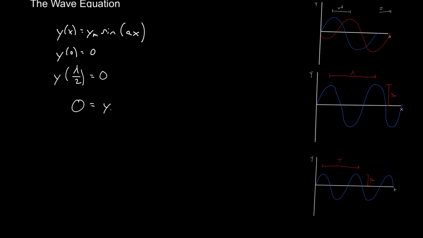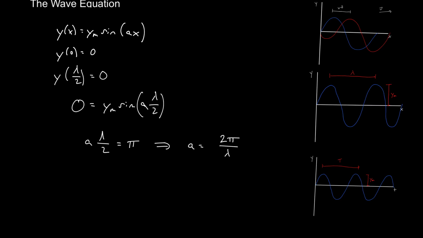0 equals ym sine of a times lambda over 2. And for this equation to be true, then we know that a times lambda over 2 has to equal pi, because that will give us a value of 0. And so if we solve for a, a now equals 2 pi over lambda.